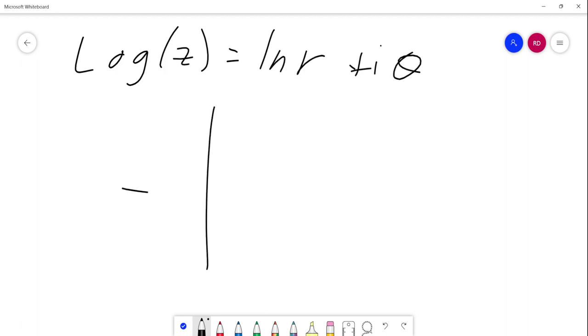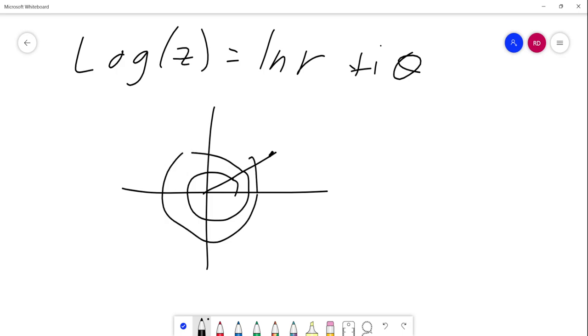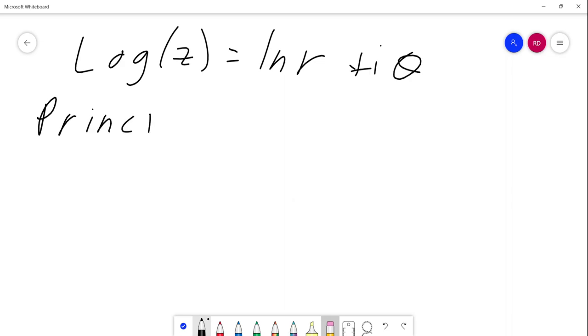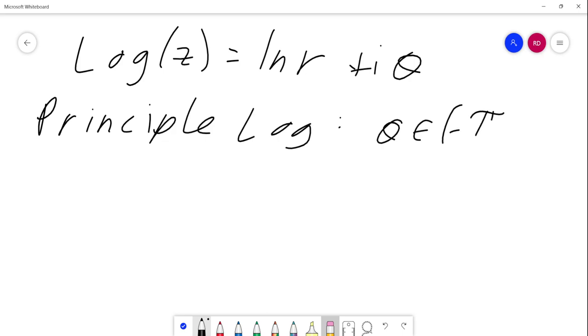If you've got a point here, the angle could be 30 degrees or 390 degrees, or, you know, there are lots of coterminal angles, lots of different options to use. So you have to define what theta is allowed to be. And typically the principal logarithm, as we call it, which is why I'm using the capital G, has theta in negative pi to pi.